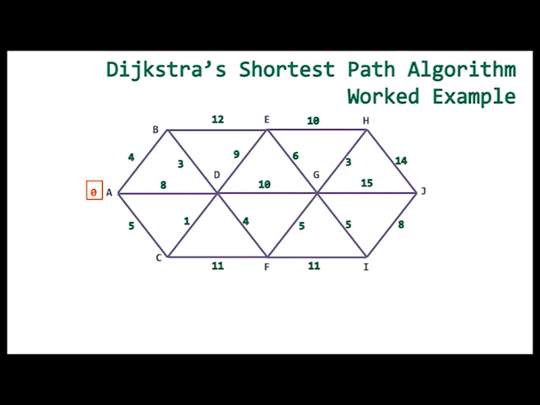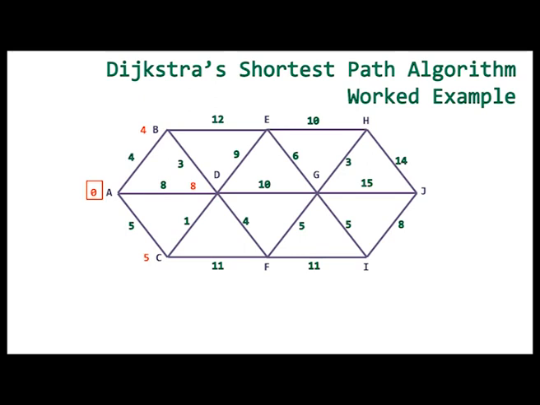So now from A to B, that's going to cost us 4, so we put a 4 next to it. From A to D, that's going to cost us 8, so we put an 8 next to it. And from A to C, that's going to cost us 5, so we put a 5 next to it. Now we look for the lowest number. The lowest number here is B, so we're going to start at B now.